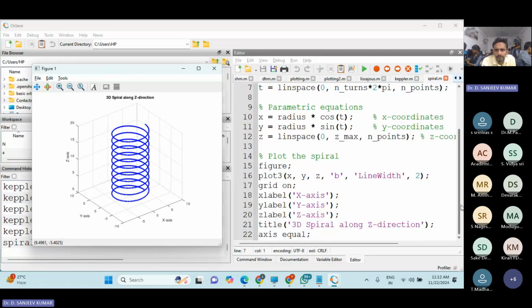XYZ lens space 0 Z max then underscore points. Bracket close, percentage symbol, Shift.